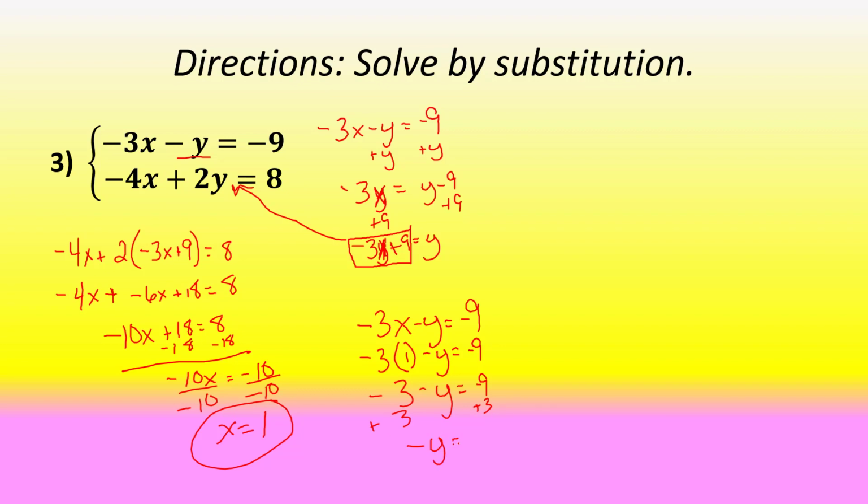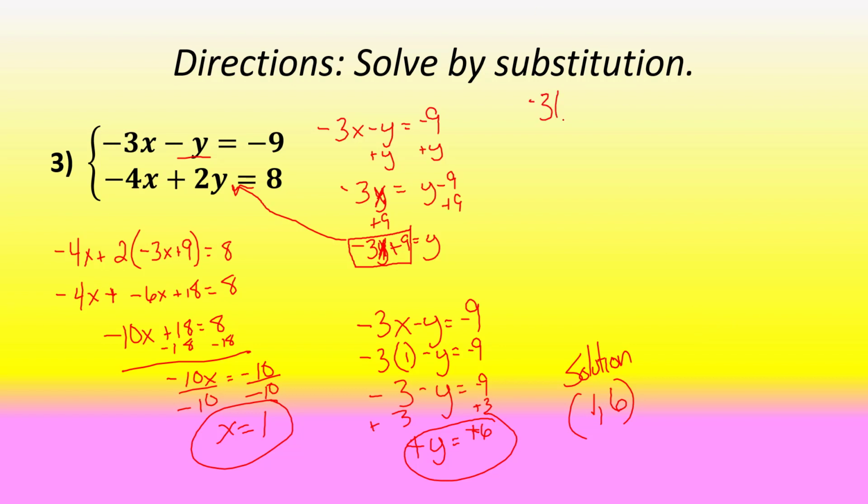Negative y is equal to negative 6. We're going to divide by negative 1, and of course that will make both sides their opposites. So my y value is positive 6. So we have a solution of (1, 6). Can we check that to make sure it works?